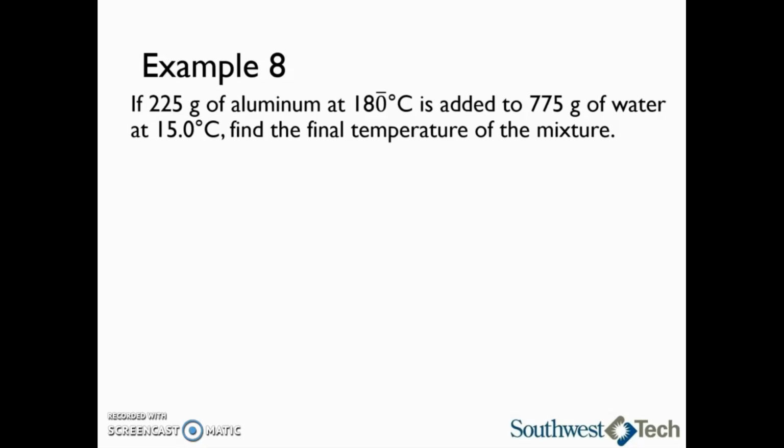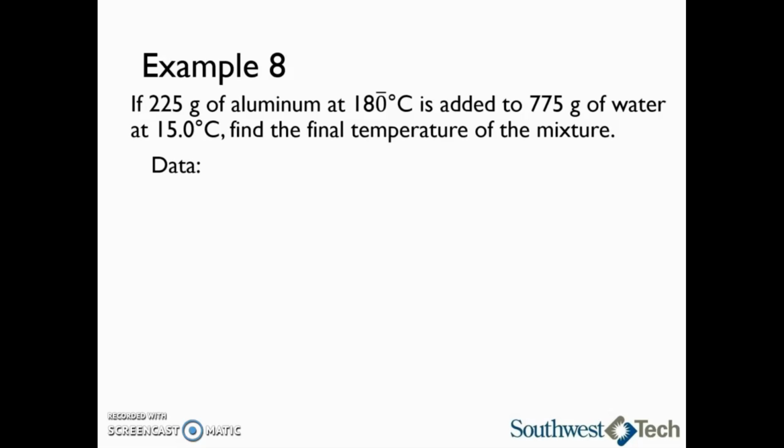Let's take a look at a thermodynamic equilibrium example. If 225 grams of aluminum at 180 degrees Celsius is added to 775 grams of water at 15.0 degrees Celsius, find the final temperature of that mixture. First, we will write down all of the information we know.